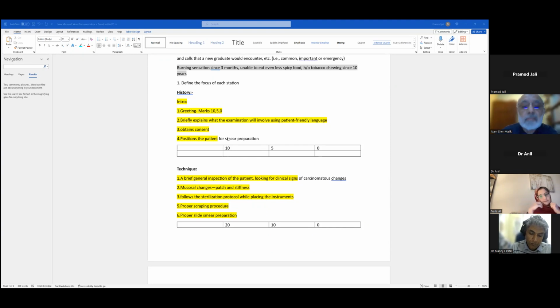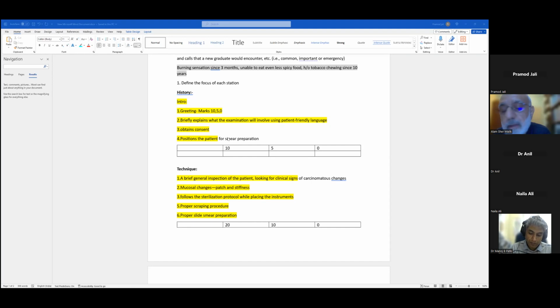So, sir, first is that you have made 5 stations at one go. If you arrange these 5 stations in a row, that would be your integrated OSCE, because you are talking about the same patient, but you have to work on each station separately. For example, the technique station would be separate, history taking would be separate.